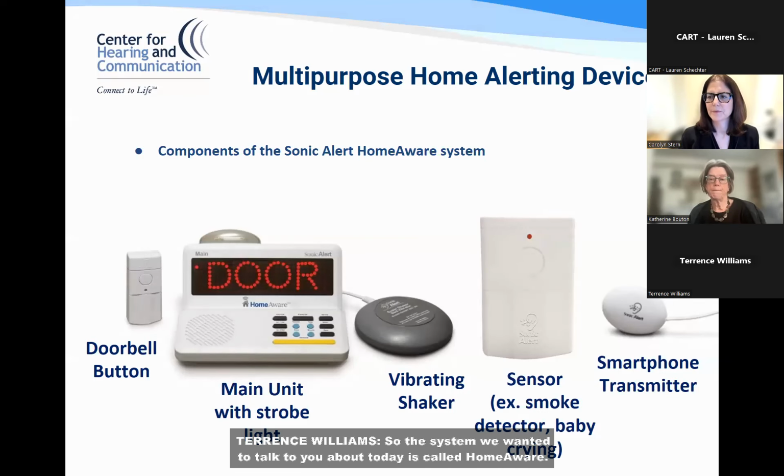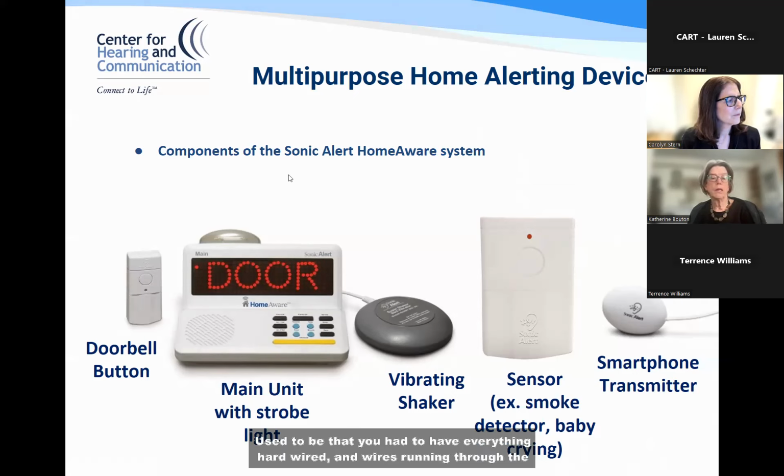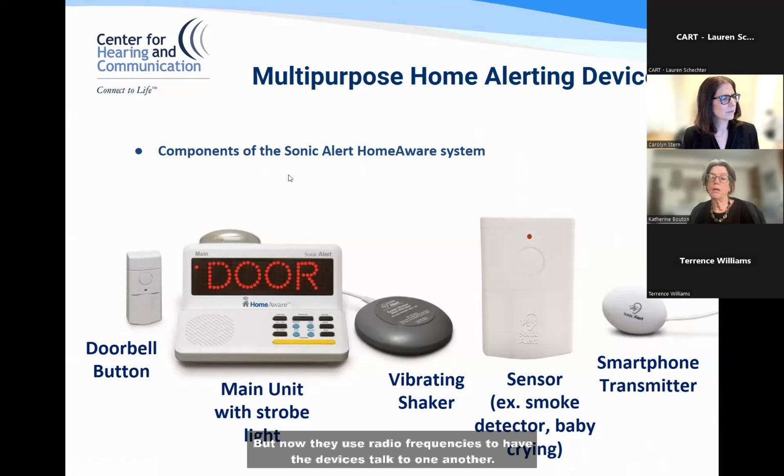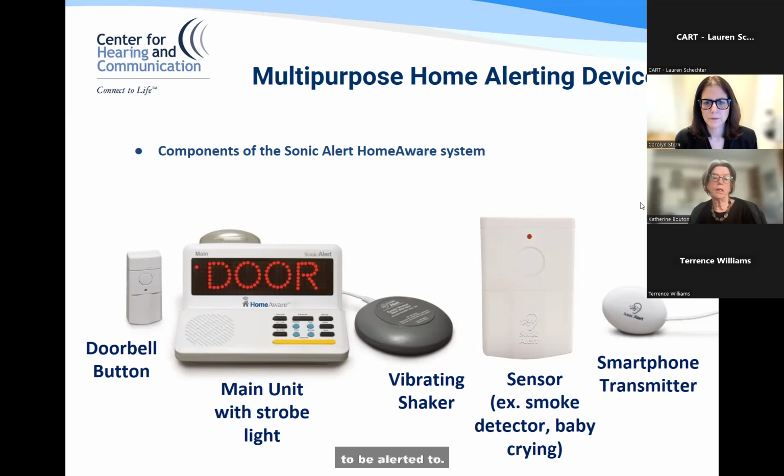So the system we want to talk to you about today is called Home Aware. This system is made by a company called Sonic Alert. Sonic Alert has been in the business for a very long time and has revolutionized sort of how we can get alerting devices in the home. Used to be that you had to have everything hardwired and wires running through the house and a specialty installation. But now they use radio frequencies to have the devices talk to one another. And basically, you need a transmitter and a receiver in the home for each device you want to be alerted to.